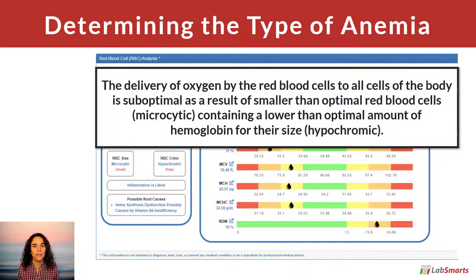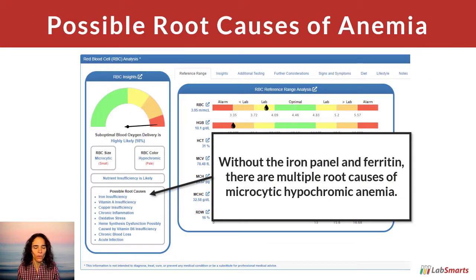To say this in a sentence would be, the delivery of oxygen by the red blood cells to all cells of the body is suboptimal as a result of smaller than optimal red blood cells, microcytic, containing a lower than optimal amount of hemoglobin for their size, hypochromic. Now, this is the cool part. So we take it a step further and we look at a bunch of different markers and patterns to determine the possible root causes of anemia.